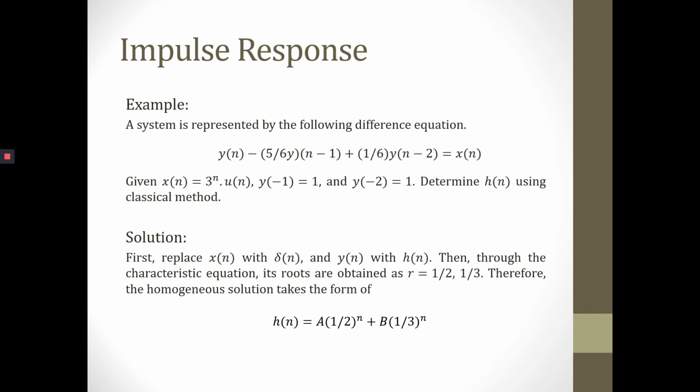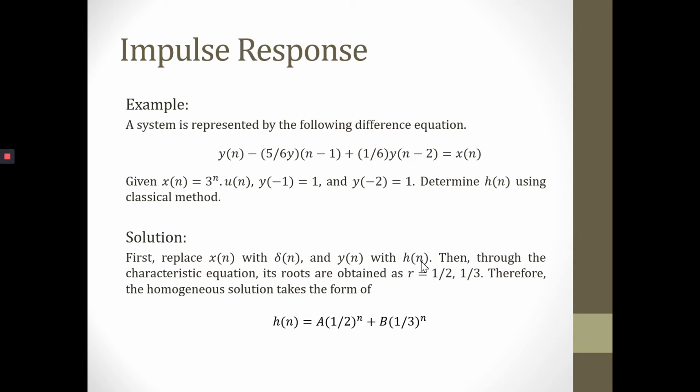Now we have the same difference equation as discussed in the previous example with this input signal and also initial condition. Determine h[n] using the classical method. So first we replace the input signal x[n] with the impulse signal delta[n], and also the response y[n] with the h[n] symbol.